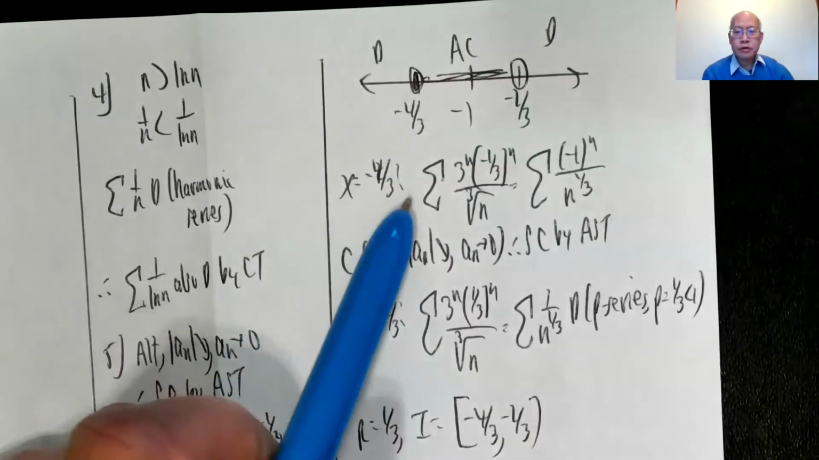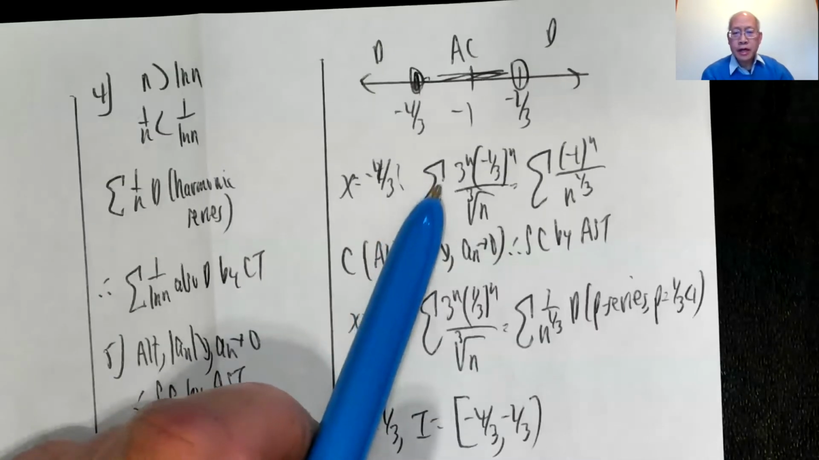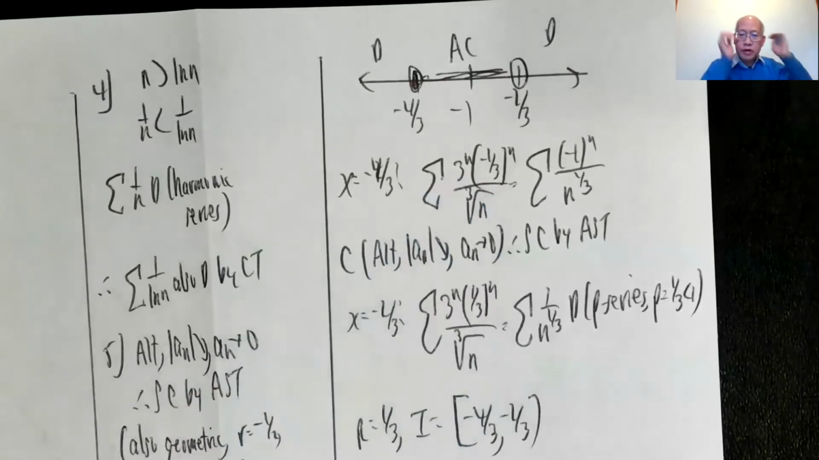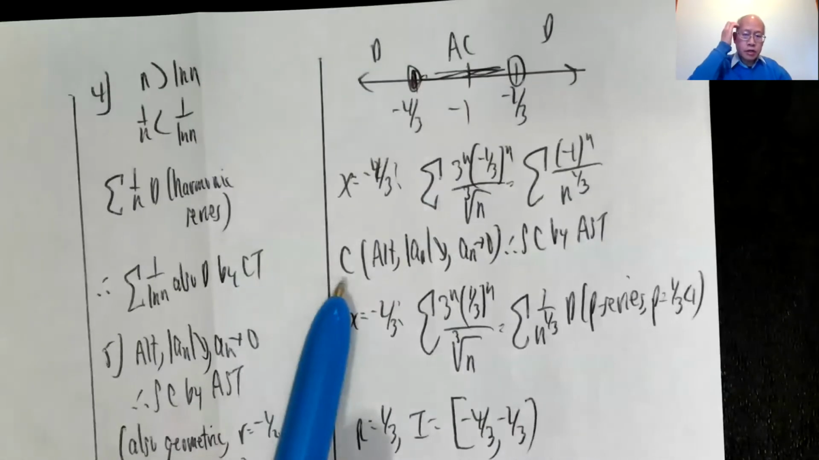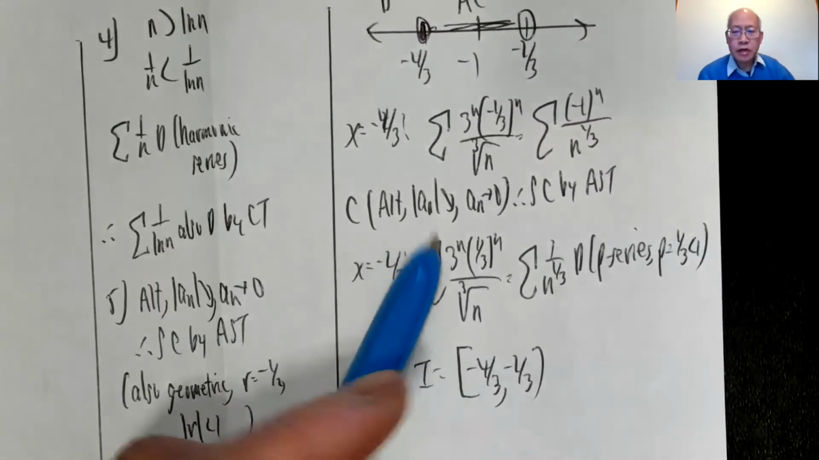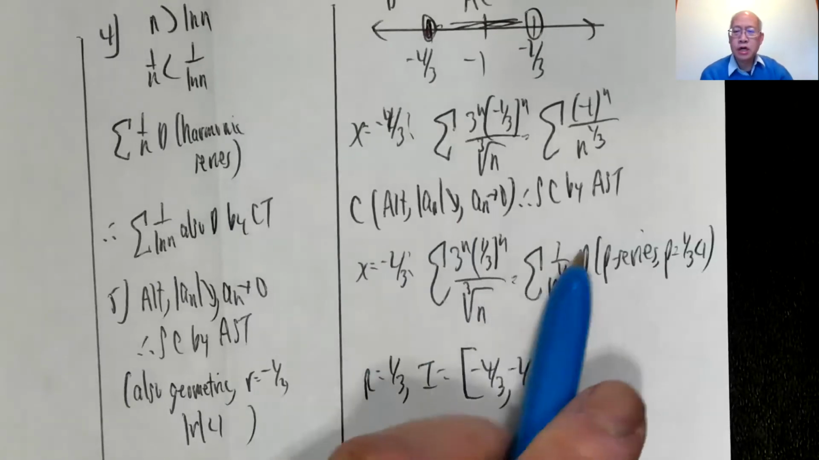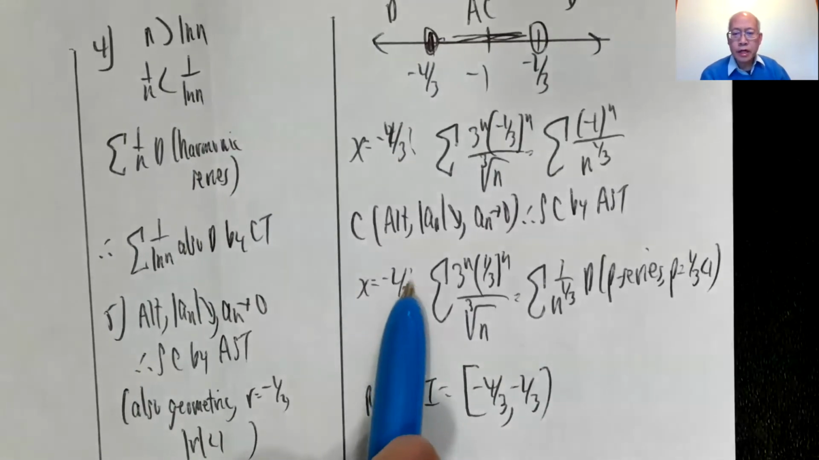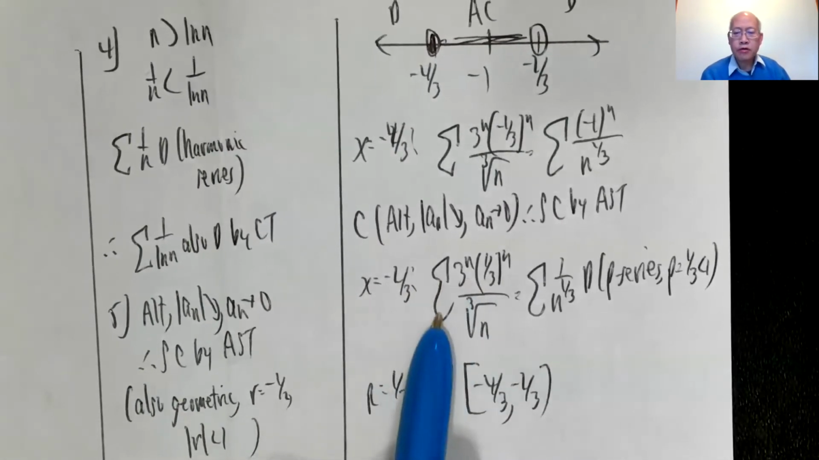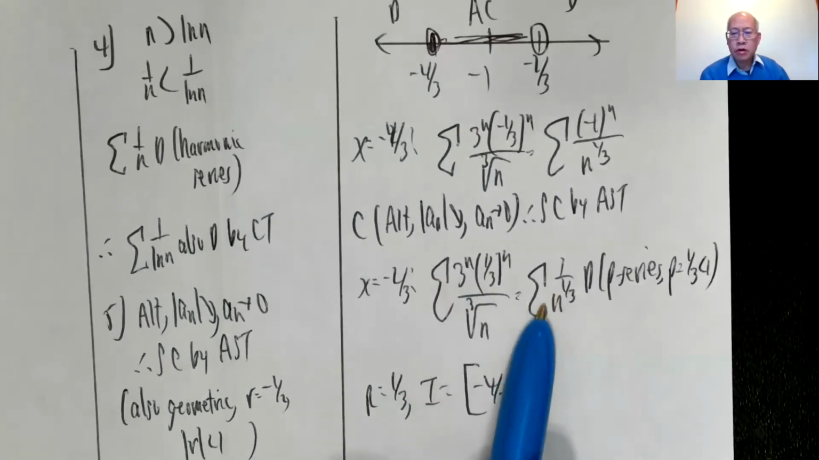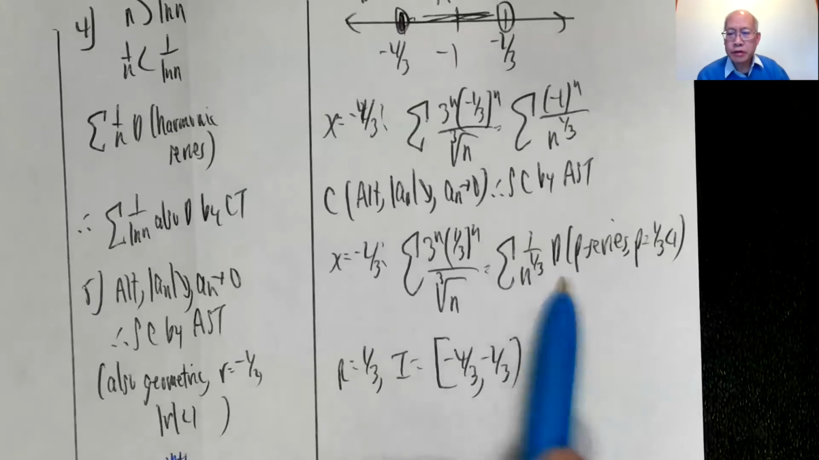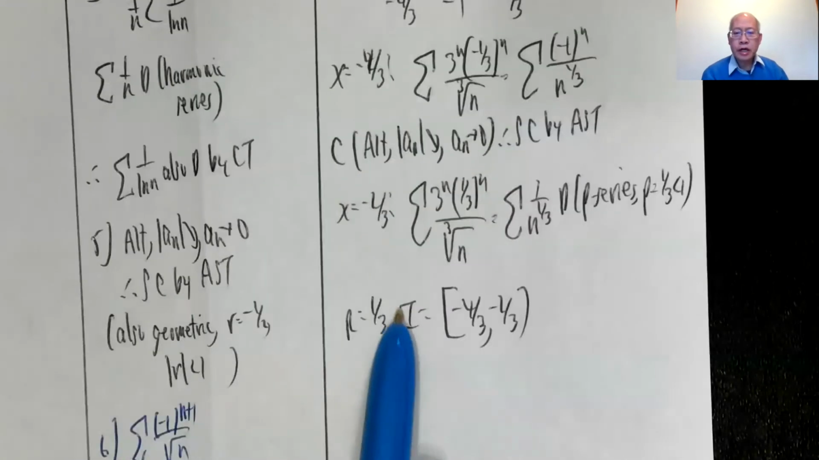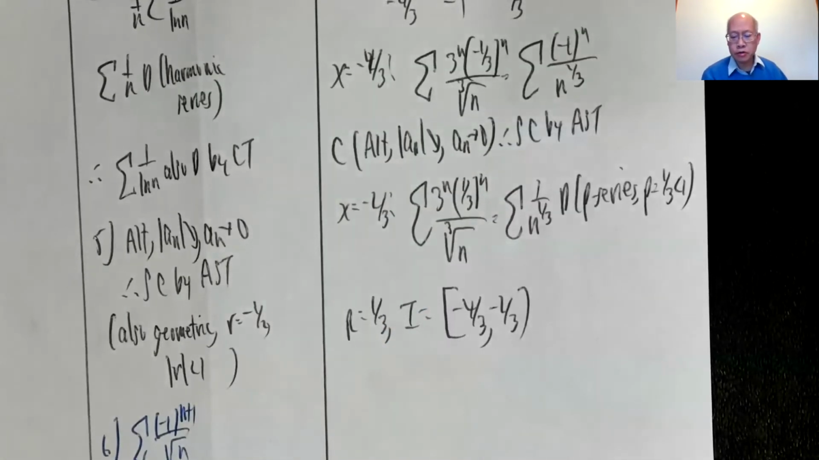So plug in -4/3. That gives a summation of 3 to the n, -1/3 to the n over cube root of n. That's -1 to the n over n to the 1/3. That converges, alternating. Absolute value of a sub n decreasing and a sub n approaches 0. Therefore, the series converges by the alternating series test. So color that in. x equals -2/3 gives me the summation of 3 to the n, 1/3 to the n over cube root of n. That's the same as 1 over n to the 1/3. That's a divergent p-series where p is 1/3, less than 1. So this stays open. So radius of convergence is 1/3. Interval of convergence is bracket -4/3, -2/3 parenthesis.